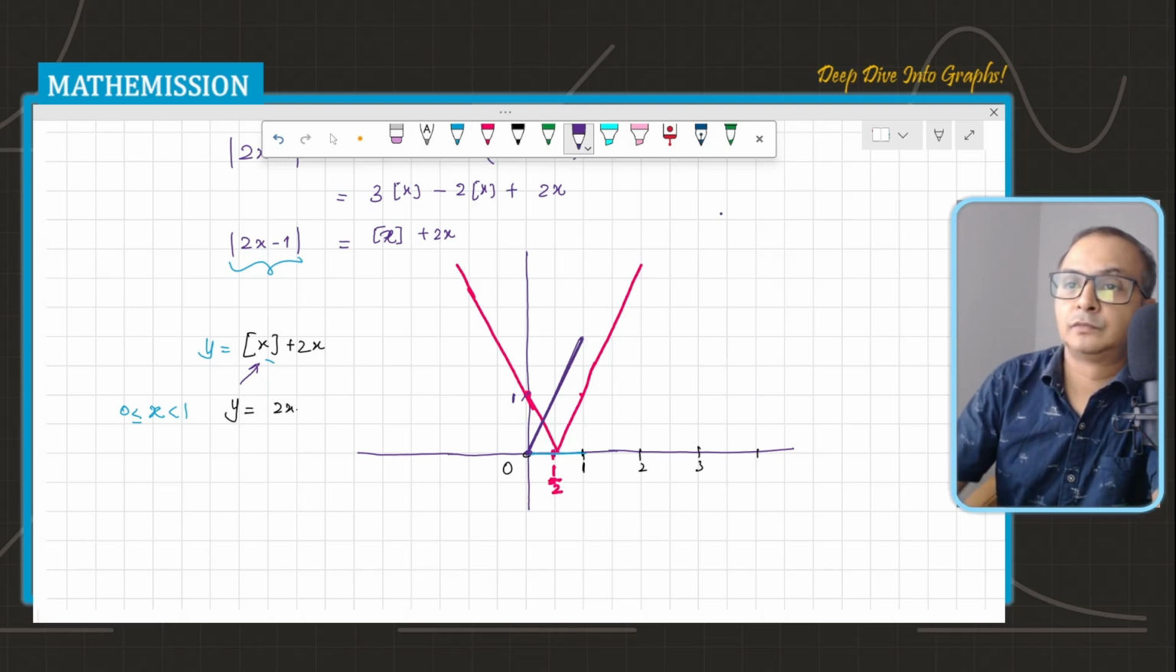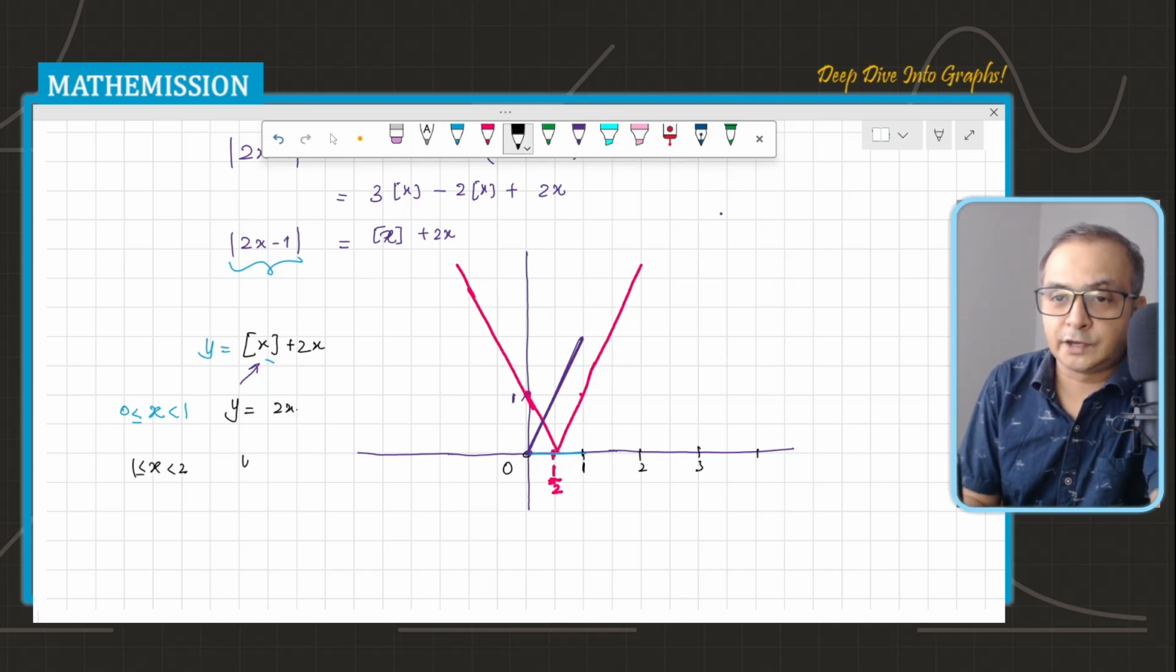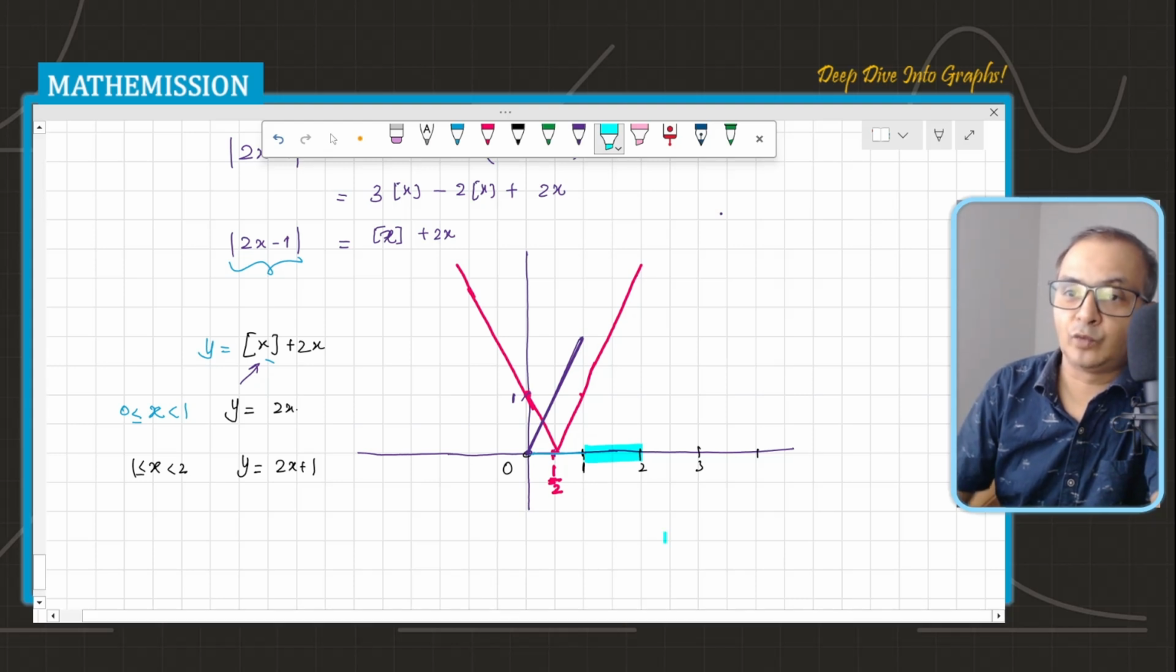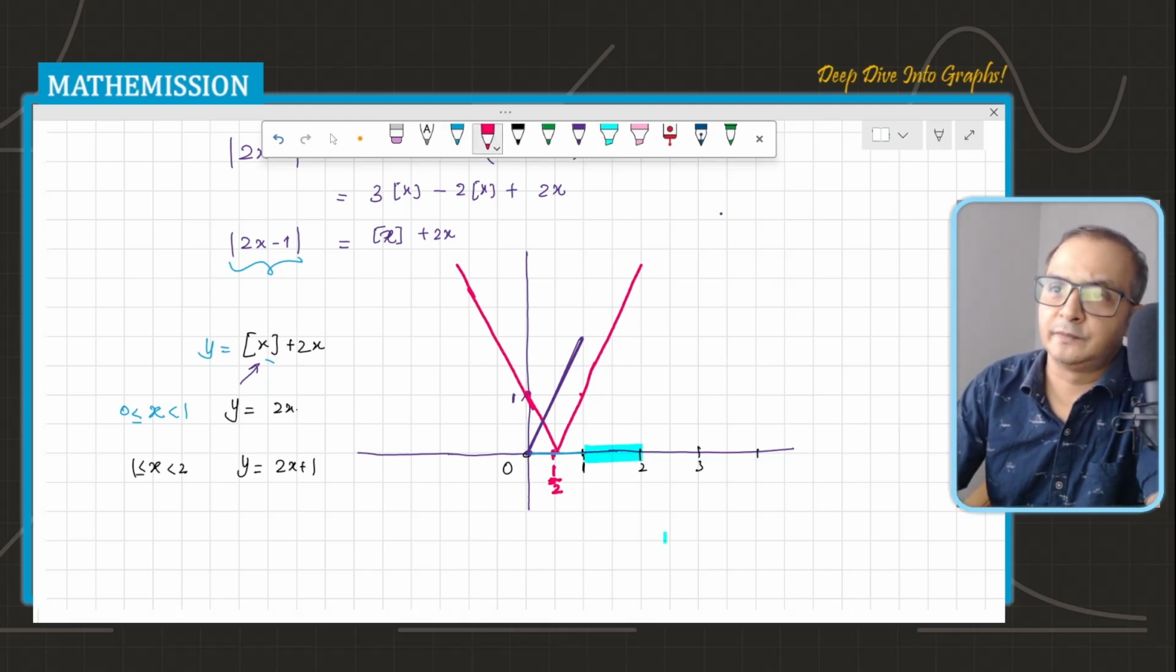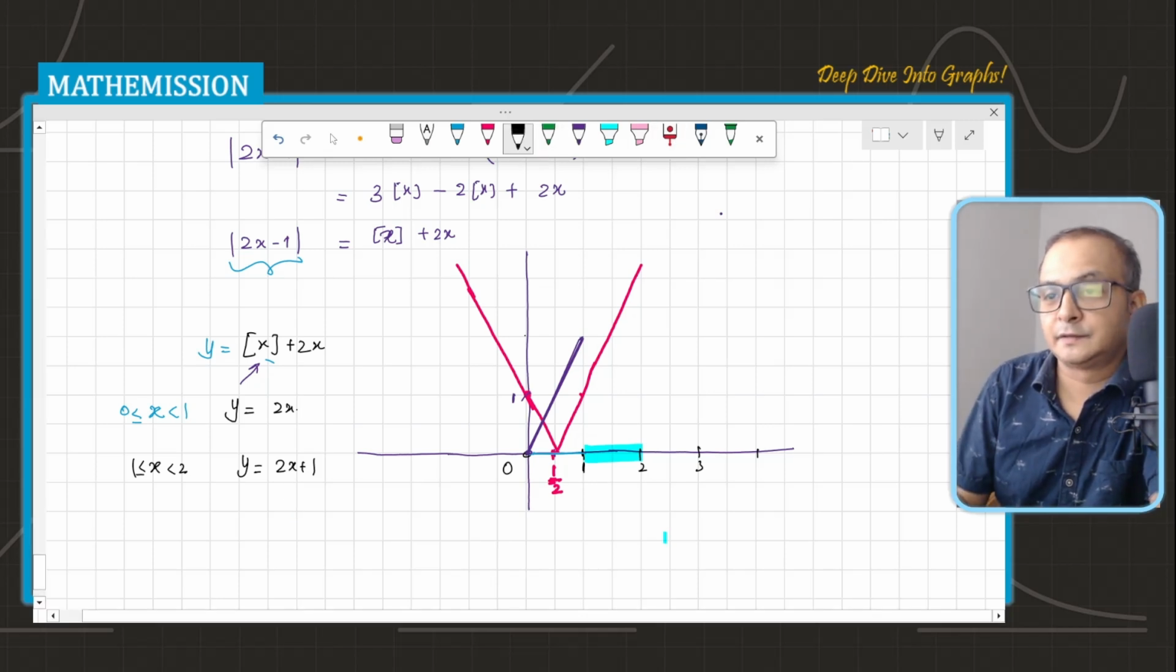Now we go for x lying between 1 and 2. So for 1 and 2, the line is y is equal to 2x plus 1, because the box x will produce the value 1 and 2x is 2x only. So for 1 to 2, in this branch, I have to draw the line y is equal to 2x plus 1. So we can draw in this way. There's no such problem. At 1, you can see that the value of this function is 3.